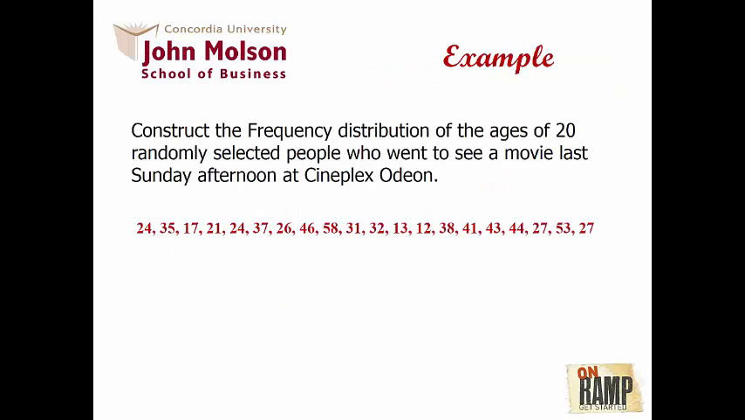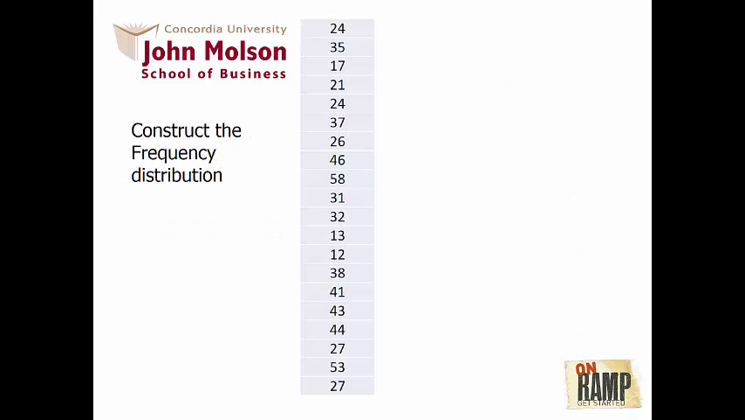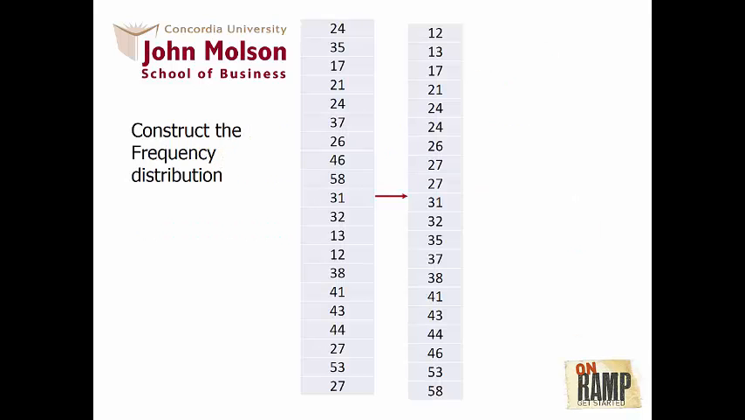Let us take an example. Let us build the frequency distribution of the ages of 20 randomly selected people who went to see a movie last Sunday at Cineplex Odeon. Of course, my data set here needs to be rearranged, so I need it in increasing order. I can easily find the range, right? The maximum is 58 minus 12 is 46.